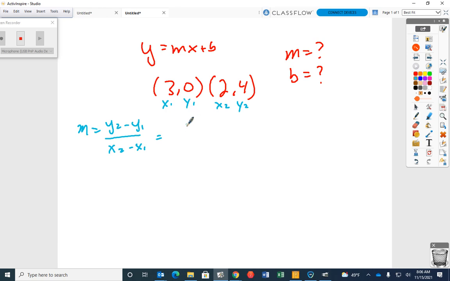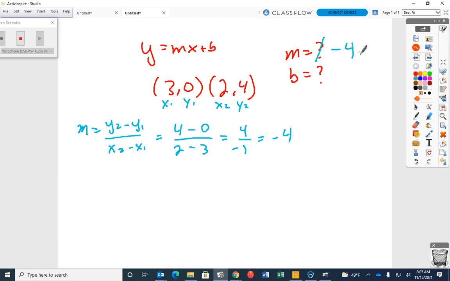What's my y2? Come on, class. What's my y2? 4. What's my y1? 0. What's my x2? What's my x1? 3. Okay. So what's 4 minus 0? 4. What's 2 minus 3? Negative 1. -1. What's a way of writing 4 divided by -1? Can I just do -4? Yes, I can. And when you are writing this in this form and you have to find the y-intercept, it's actually better if you don't have a fraction because you're going to plug into an equation, okay? So did I find this part, guys? Yes. So this is no longer a question mark. What is that?